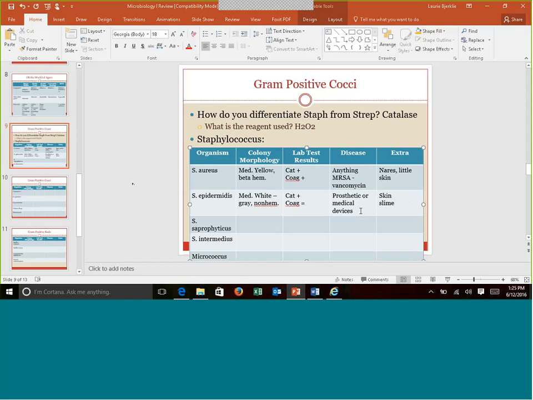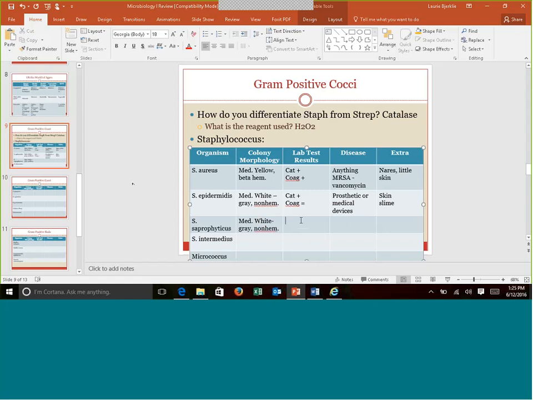And if we don't have that medical equipment cleansed really, really well, like sterile, and that slime layer has hung on there and gets introduced into a sterile area of the body, then it allows that Staph epi to really thrive and make an infection at that time. Okay, Staph sapro basically looks just like Staph epi, white-gray, non-hemolytic.